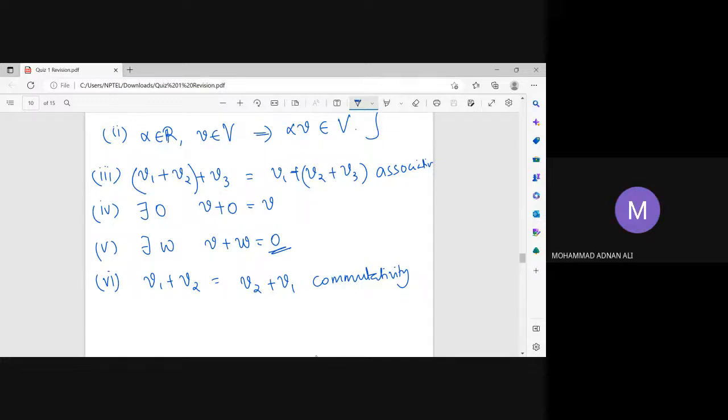Ma'am, this additive identity will be unique for a particular vector space, right? Yes. If it exists, then it is unique.